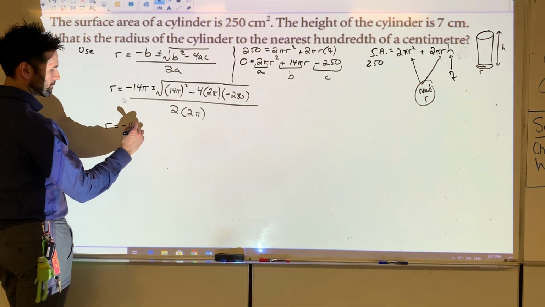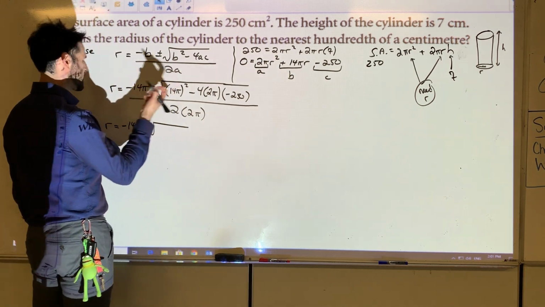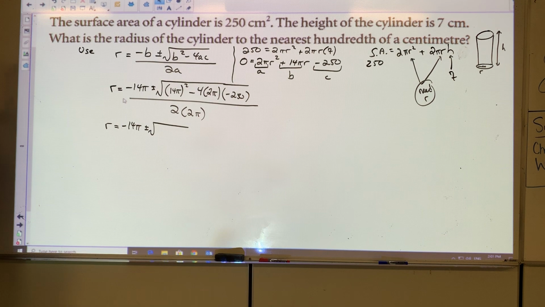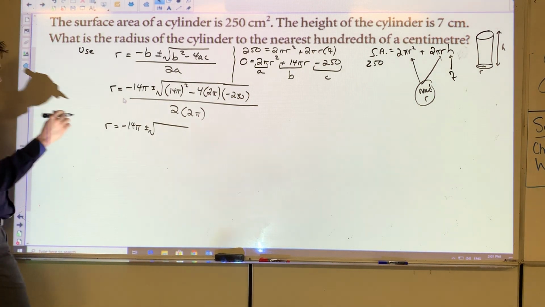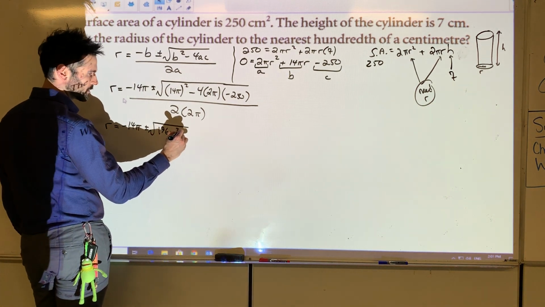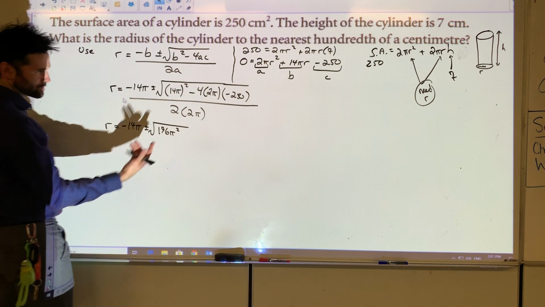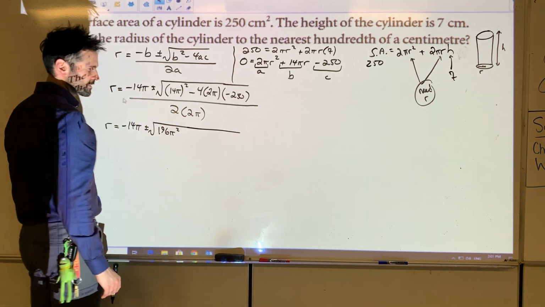So now I have negative 14 pi plus or minus the square root of, so 14 squared is, oh, I can't remember. Is it 220 something? No. 196, thank you. So I get 196 pi squared, right? Pi times pi is pi squared. So that was the part I was worried about that might confuse some people.